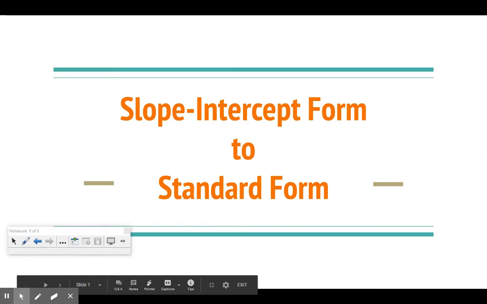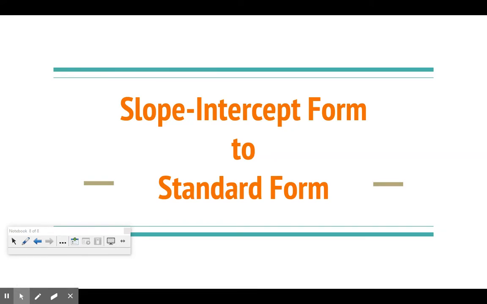All right, so today we are going to go from slope-intercept form back to standard form. So we've already done standard form into slope-intercept form. So now we're doing the opposite: how do we get back to that standard form that we started with.